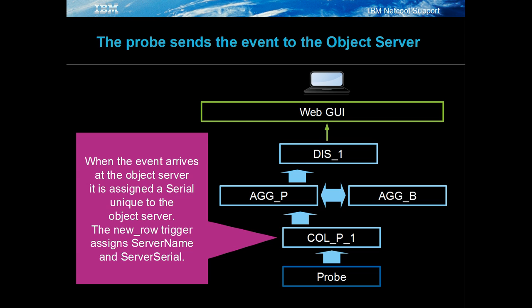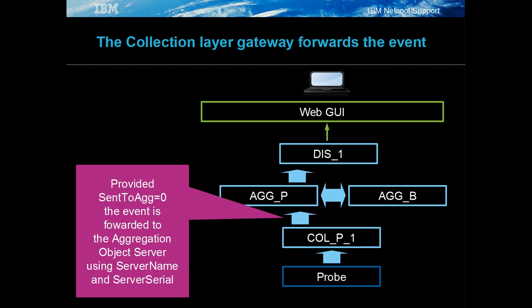The collection layer object server sets the server name and server serial. This must remain constant throughout the life of the event because the gateways use these fields for event processing. This means every event is uniquely defined by the @identifier field and the server name and server serial fields within the system. Events are forwarded by the collection layer gateway to the aggregation layer for event processing, provided the sent to ag field is set to 0. After the event is forwarded, sent to ag is set to 1.